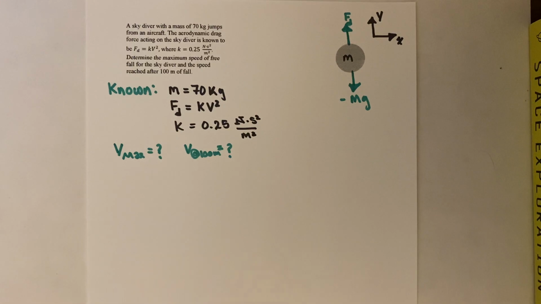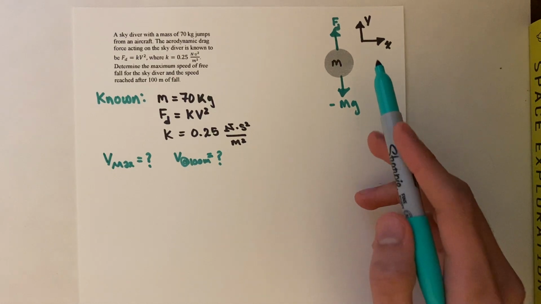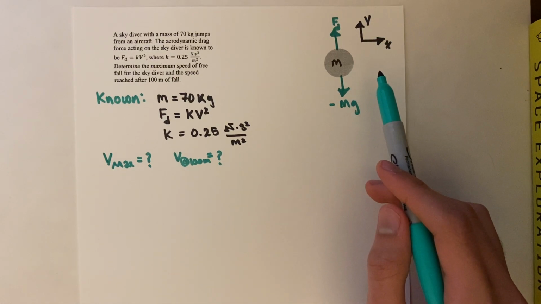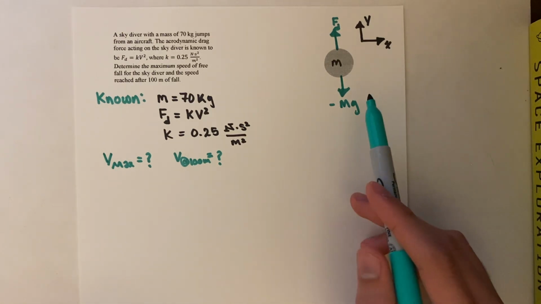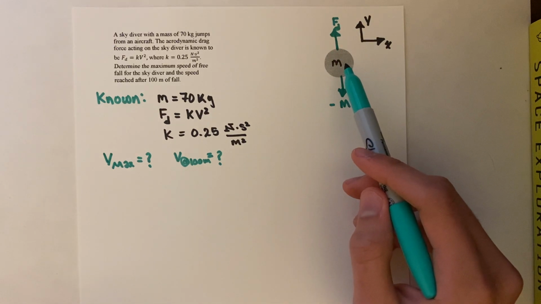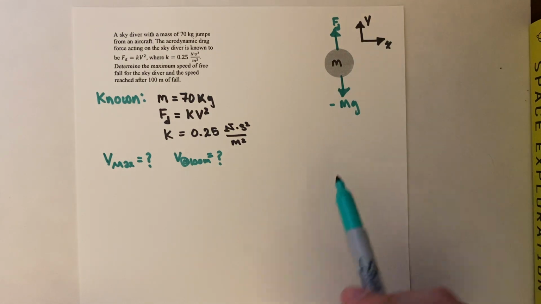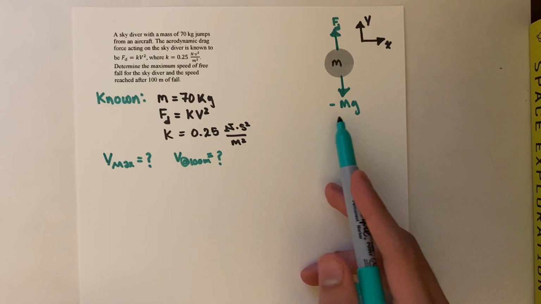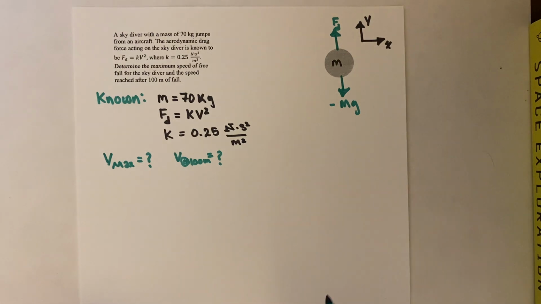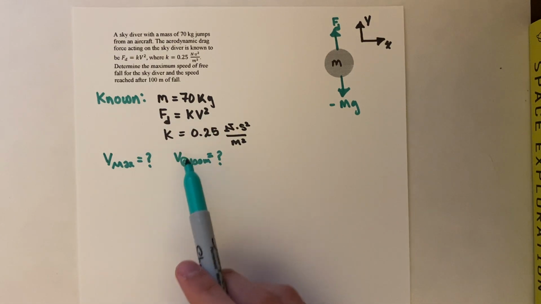So first thing we gotta do is draw a free body diagram, which I did over here, and define the axes. So I defined the upwards direction to be the positive y direction and the right direction to be the positive x direction. Now we got two forces on the mass, or the skydiver. The upper force is the force of drag, and downwards would be the gravitational force, and that's why it's negative, because according to our axes it's going downwards, so it's negative. So what we know is that the mass is 70 kilograms, we know the drag force, and we know the constant k.